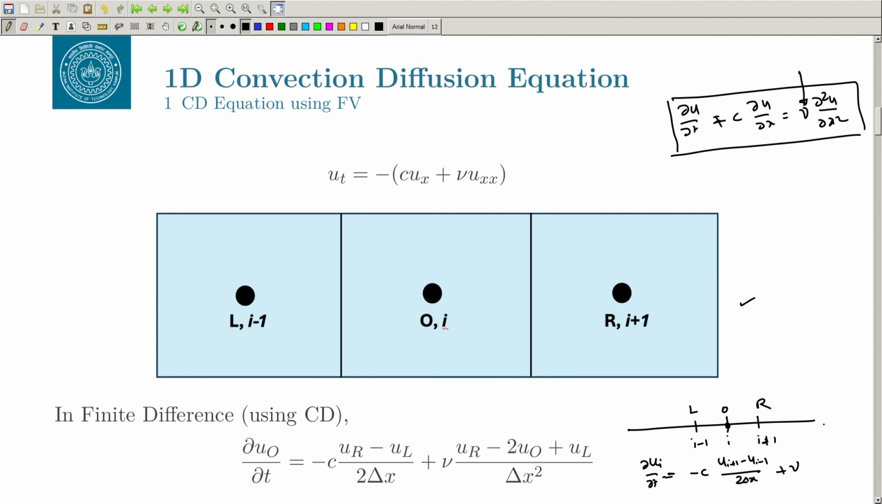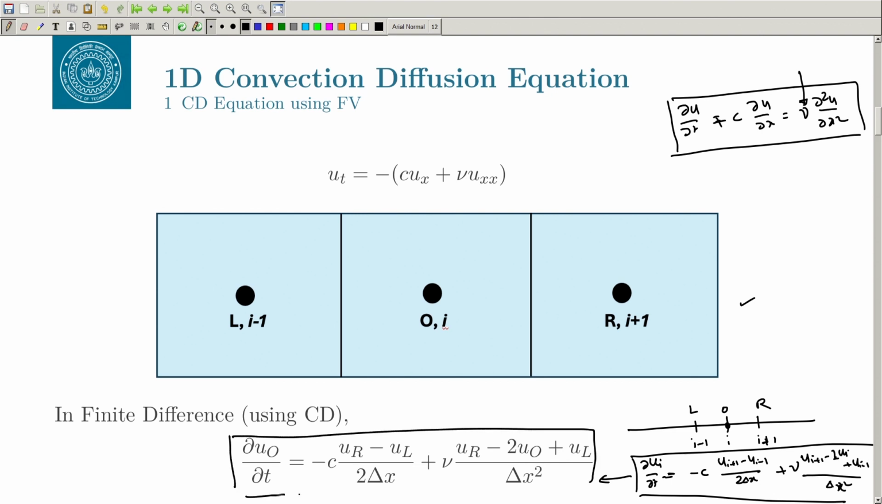So, what are the differences that you see, or is there any difference? We have taken a uniform grid as of now. The diffusion term will be nu times u I plus 1 minus 2 u I plus u I minus 1 by delta x square. This is what we have studied many times. You can write it in terms of L, O and R. This is how it will become. So, this is your expression if you want to solve it using finite difference. But what we want to do is solve using finite volume.